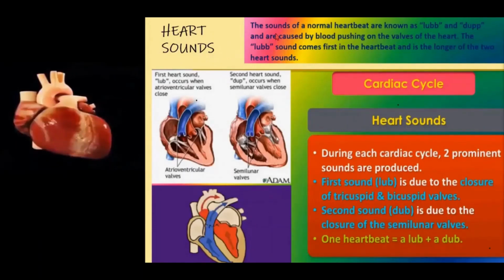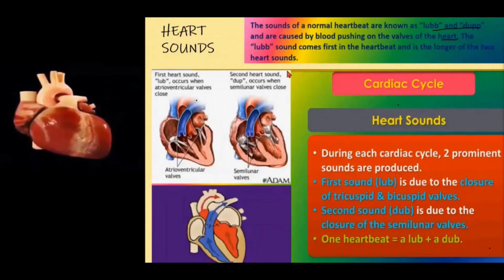The sounds of a normal heartbeat are known as lub and dub, and they are caused by blood pushing on the walls of the heart. When the blood flows through the heart or through the arteries and veins, the blood pushes on the walls, so the heart produces sound. That sound is known as lub and dub. The lub sound comes first in the heartbeat and is the longer of the two heart sounds. The second sound is the dub sound, which has a shorter duration.